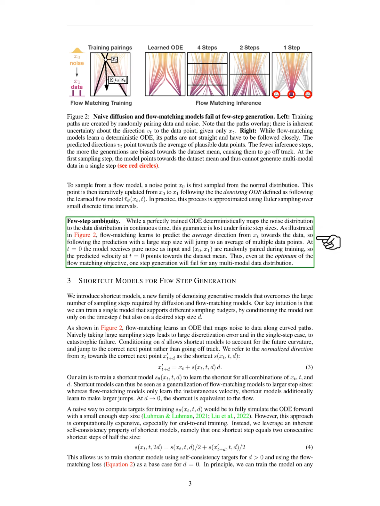While a well-trained ODE can deterministically map noise to data in continuous time, this certainty diminishes with finite step sizes. Flow matching predicts the average direction from the interpolated point to the data, but using a large step size can lead to jumping to an average of multiple data points. At the start, the model receives pure noise, and the training pairs are randomly matched, causing the predicted velocity to point towards the mean of the dataset. Therefore, even with optimal flow matching, one-step generation can fail for multimodal data distributions.